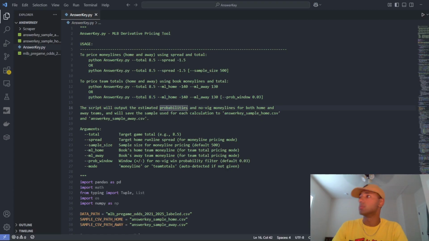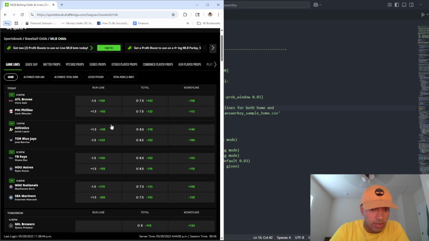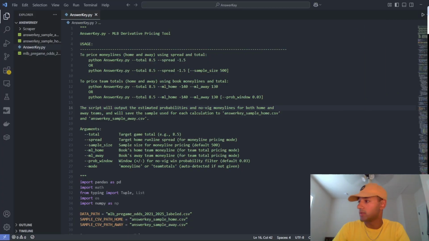So I've got some games on the sportsbook here, and let's say we want to price this game right here, Athletics Toronto Blue Jays. So pregame total of 8.5. These are the spreads and these are the money lines. So let's go ahead and price that money line real quick.